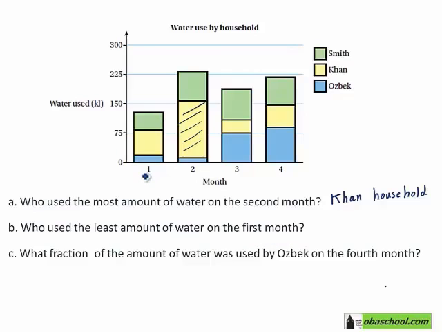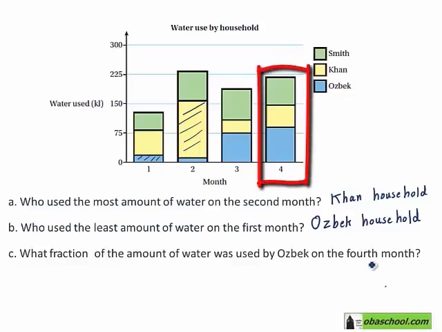Now, moving on to part B. Part B says who used the least amount of water on the first month. It's obviously the blue chunk, and that represents the Ozbek household. So, we say that the Ozbek household is the household that has used the least amount of water throughout month number 1.